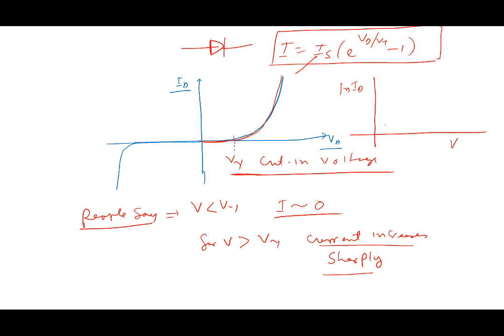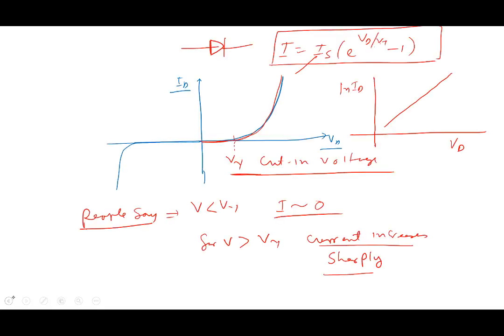Okay, what we will see is this. ln ID versus Vd, we will see this. Exponential, right? The minus 1 is negligible in the forward bias, so this factor is negligible, and you'll see this. Do you see any special point called V gamma anywhere in this? It's just linear on the log scale. There's no V gamma anywhere.